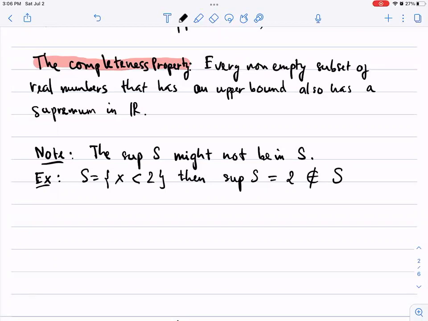And again, this example further illustrates the completeness of the set of real numbers. A subset might not contain its supremum, but this bigger set, the set of all real numbers, contains all supremums for any subset of real numbers. That's why it's called the completeness property. And this completeness property will have several consequences that we're going to discuss in the next lecture.